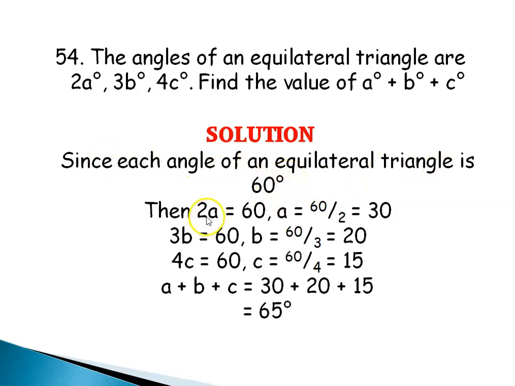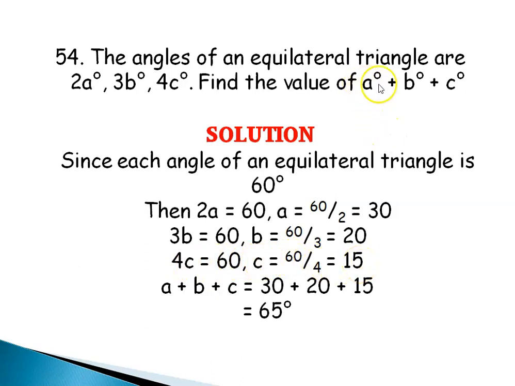So if the first is 2a and it's 60 degrees, 2a is equal to 60 degrees, my a will be 60 divided by 2, and that is 30. If the next angle is 3b and its value is 60, 3b is equal to 60. My b will be 60 divided by 3, and that is 20. The value of the third one is 4c. 4c is equal to 60. c is 60 divided by 4, and that will give me 15.